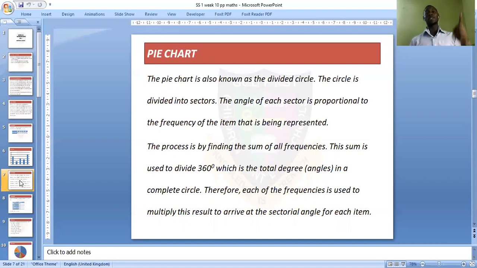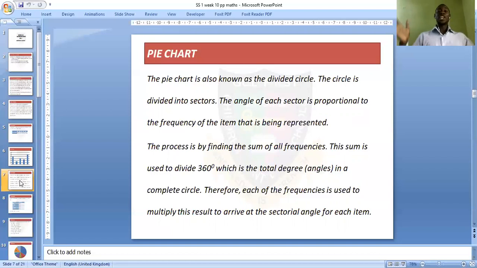First, I told you the first parameter: find the sum of all the frequencies. This sum is used to divide 360, which is the total degrees in a complete circle. That is to find the fraction of each item in all the frequencies, multiplied by 360. Each of the frequencies is used to multiply this result to arrive at the sectorial angle for each item.